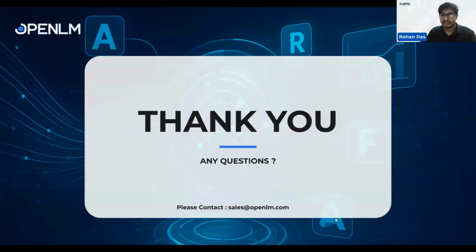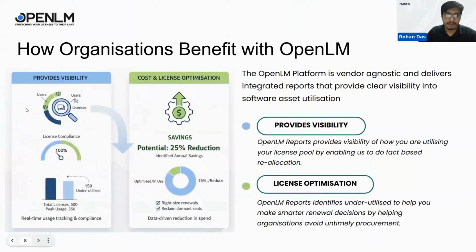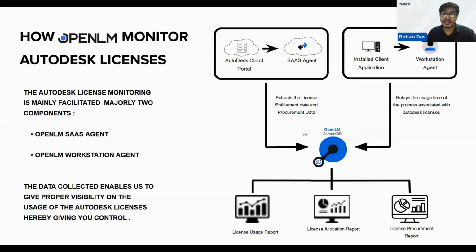Okay, there is another question I can see, where I need to explain how we are actually doing it. I have already explained previously that we have a particular architecture. Let me go back to the slide once. So this is how we are actually monitoring the Autodesk licenses. We're not doing it in the single way that we used to do it before.